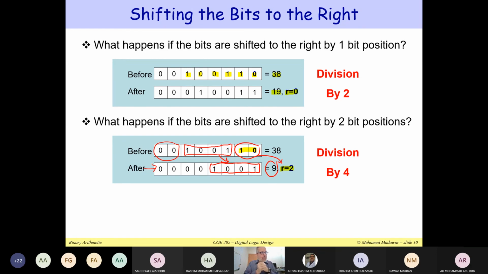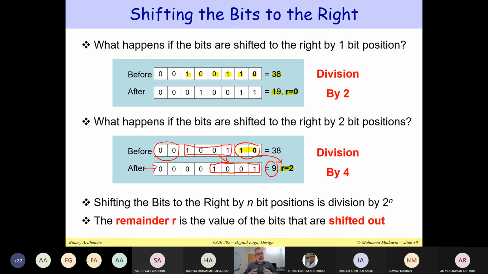You understand this? So if I would like to design now a divider in the hardware, what I need to do is shift to the right. In the case of the multiplier, we shift to the left. In the case of the division, I have to shift to the right. So this is the basic idea for division, if I would like to divide in binary.